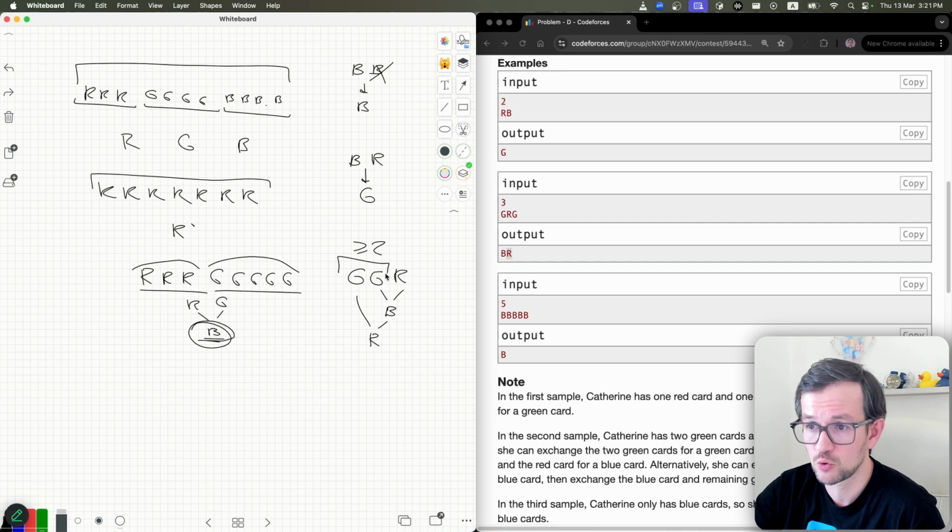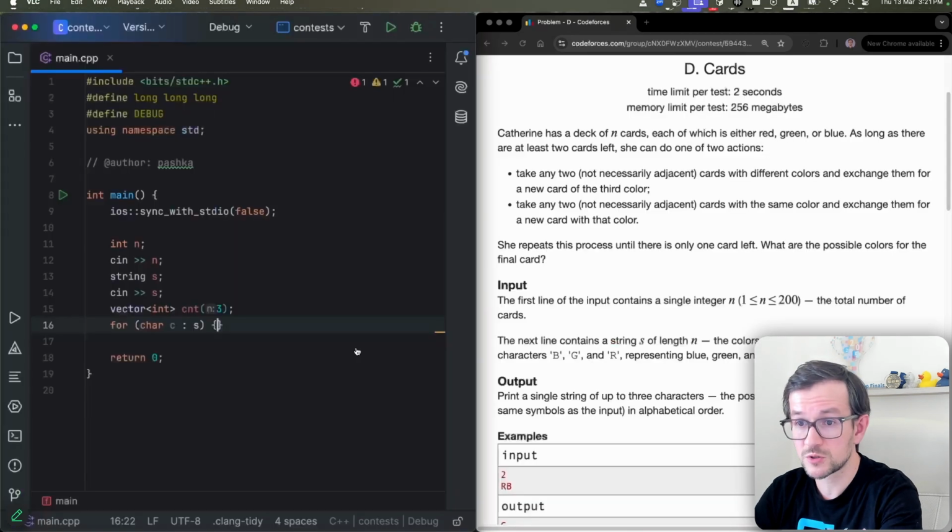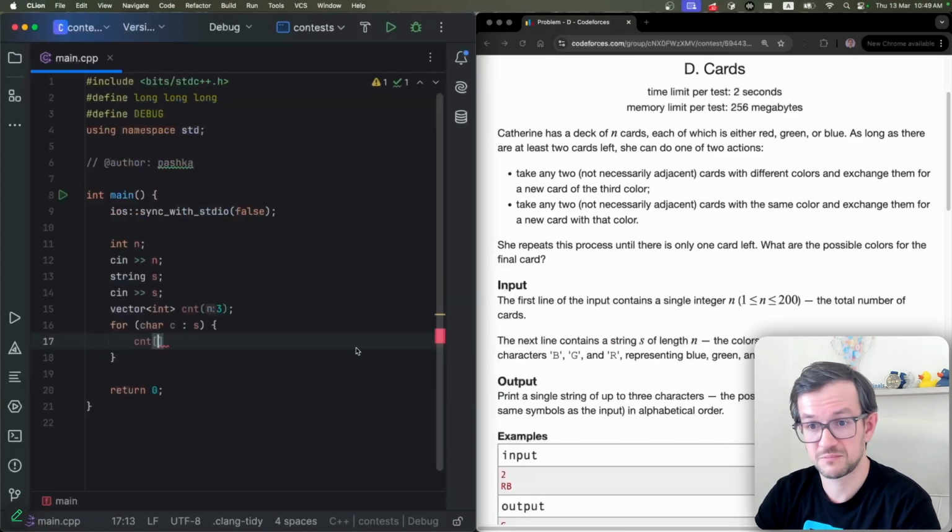So if I have at least two cards, I can make red. If I have at least two red cards, I can make green. Okay, these are all options. So now you just need to carefully implement this. That's also kind of difficult.